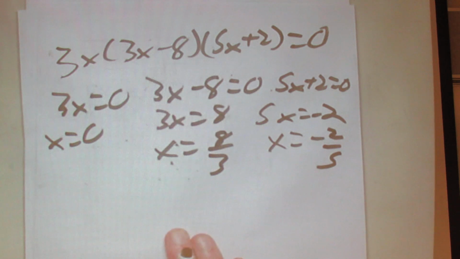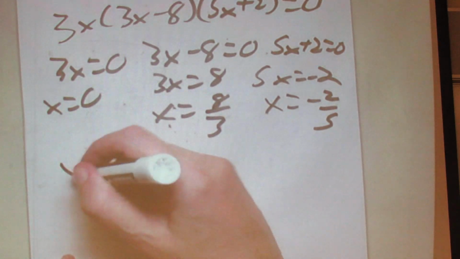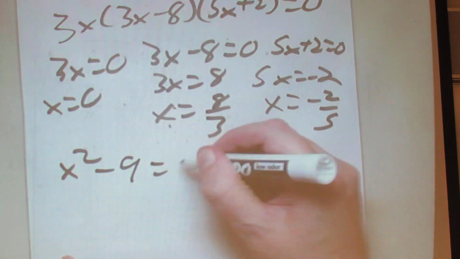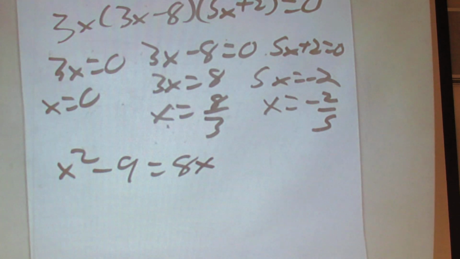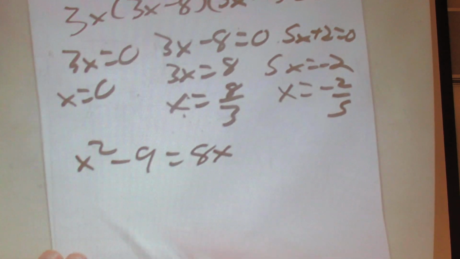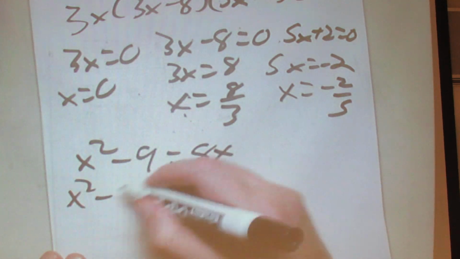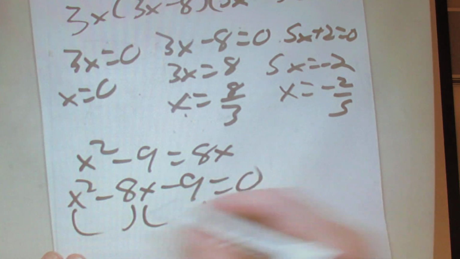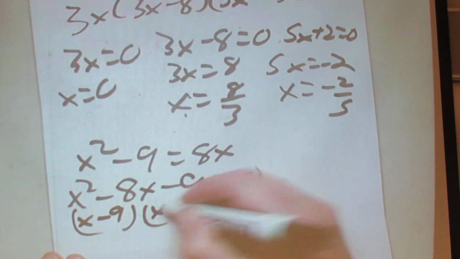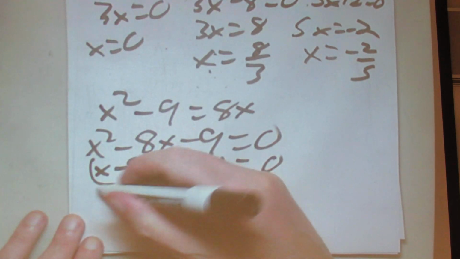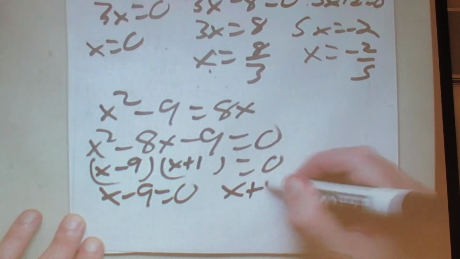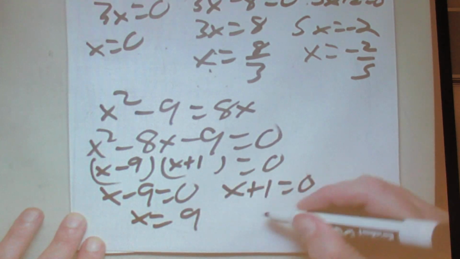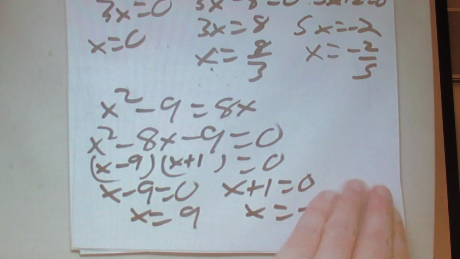Then we'll have some that aren't factored that we have to solve. Let's say we have x squared minus 9 equals 8x. The first thing you have to do is set everything to 0, because we do have an x squared term here. So we're going to move the 8x over because we want our x squared to be positive. It's going to be x squared minus 8x minus 9 equals 0. When we factor that, we get (x minus 9)(x plus 1). Now we set both of those to 0. x minus 9 equals 0, x plus 1 equals 0. So x can equal 9, or x can equal negative 1.